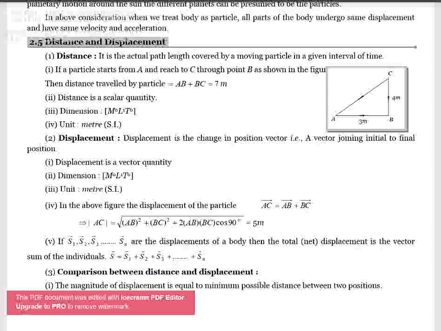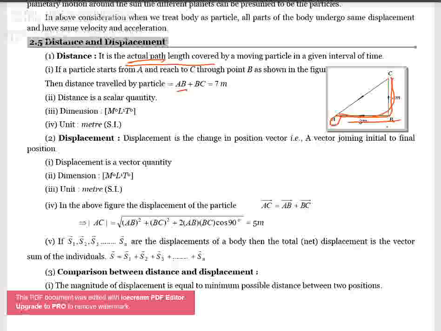When we say distance, it is what? The actual path or length covered by a moving particle in a given interval of time. And if the particle starts from A, from this point, and reaches point C through point B, as shown in the figure, then the distance traveled is equal to what? A to B, that is AB, plus what? BC. Because he moves in such a manner, distance is the path or the actual length covered.